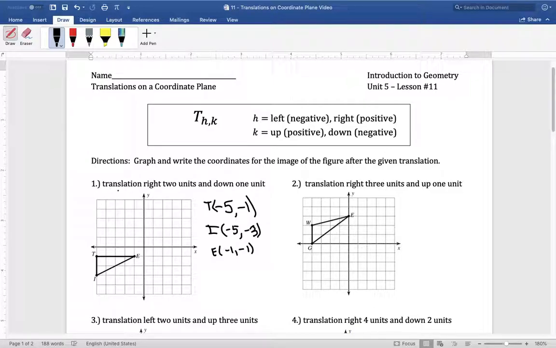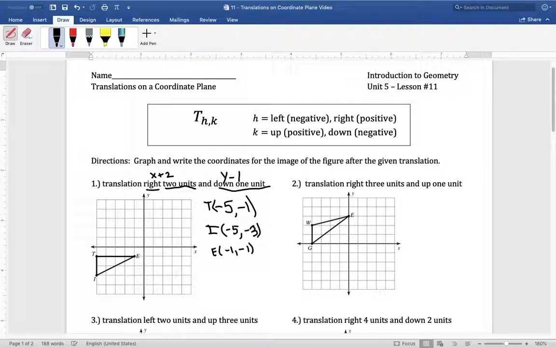What we're trying to do is translate this right 2 units and then down 1 unit. So what does this really mean? This really means we're going to take our x value and go right 2 units. If it's going to go to the right, we're adding, because to the right is in the positive direction. So we're going to add 2 to the x value. And if it's going to go down 1 unit, that means it's going down in the y direction, y minus 1.